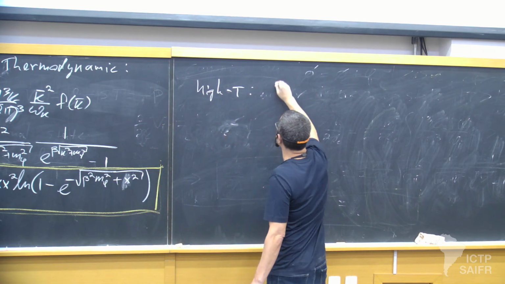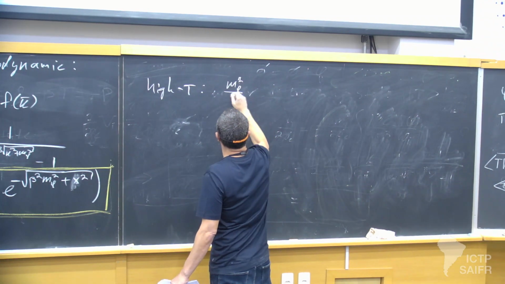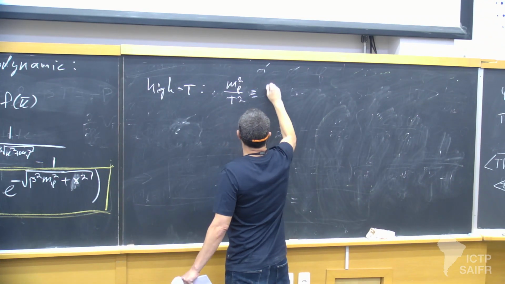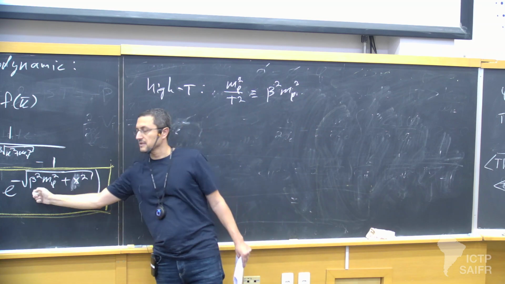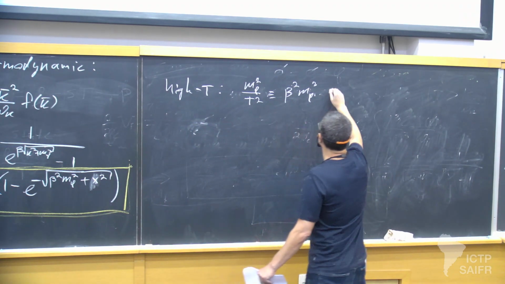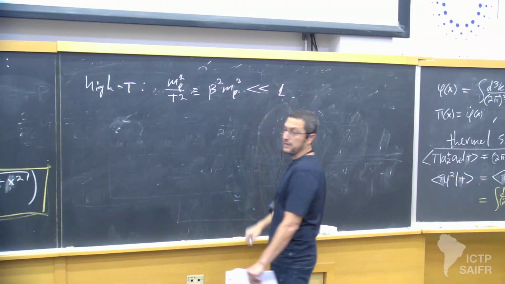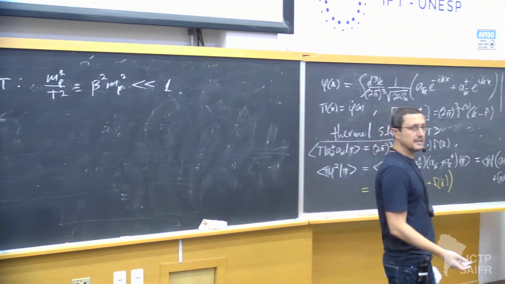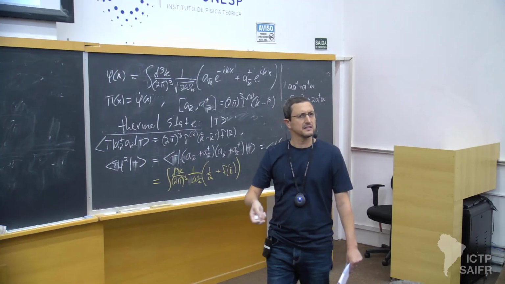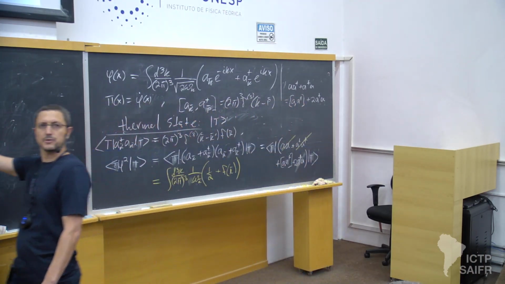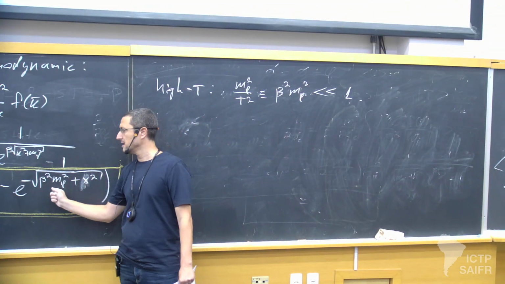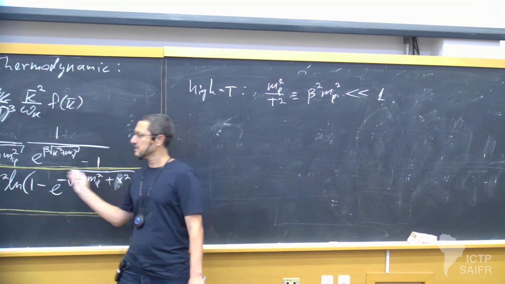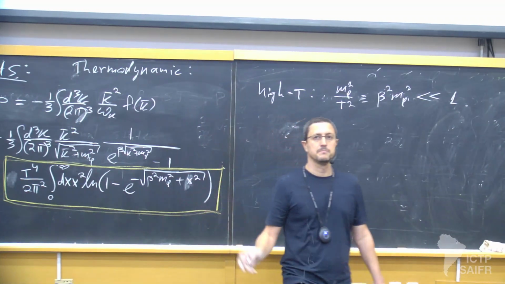High T means that m_phi squared over T squared, which is beta squared m_phi squared, the thing that is sitting here, is much, much smaller than 1. Whoever your particle is, if the temperature is large enough, it will enter this high temperature regime. In this regime, there is a small parameter: beta m is a small parameter. So we can expand this object as a function of beta m.